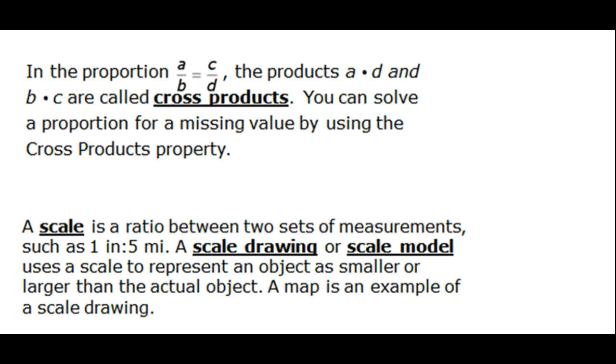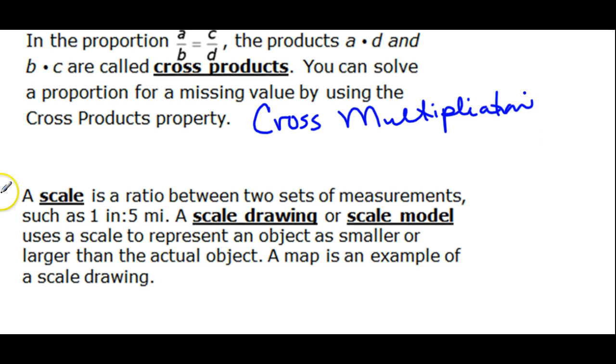All right. When you have a proportion, you have two equal ratios. The A and D and the B and C are what we call cross products. You can solve this by using the cross products property. We call this cross multiplication. Okay? So we cross multiply. Lots of times you see it set up like 2 is to 5 as x is to 12. Okay, you would cross multiply and solve the equation.